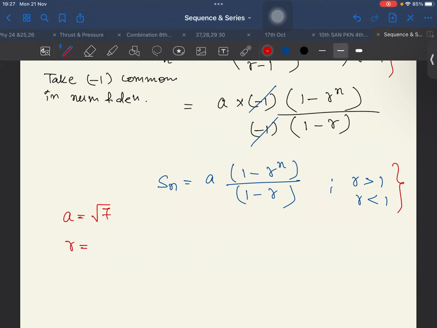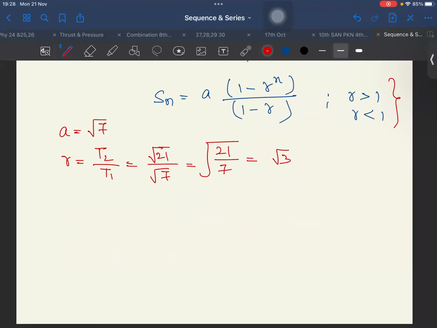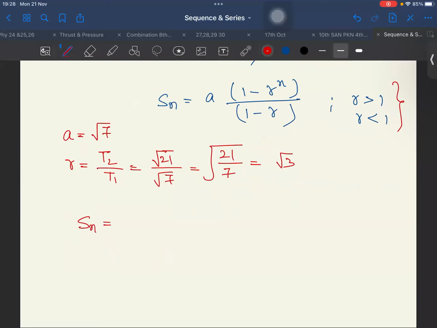How did you get root 3? Just T2 by T1, right? Second term by first term. What was the second term? Root 21 divided by root 7. How much will you get? Root 3. If anybody has a problem, I can explain how it is root 3. You can write this combined as root of 21 upon 7, which equals root 3. Fine. Now, what do you need? Sn, the sum of the first n terms.